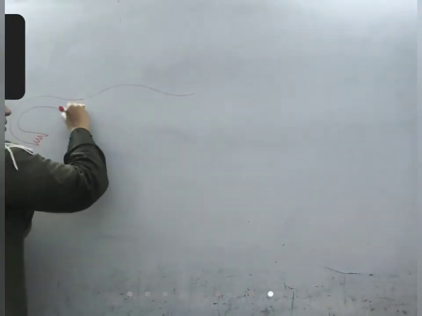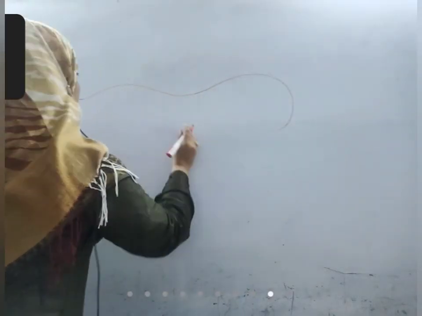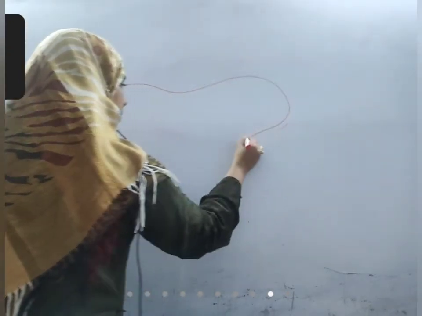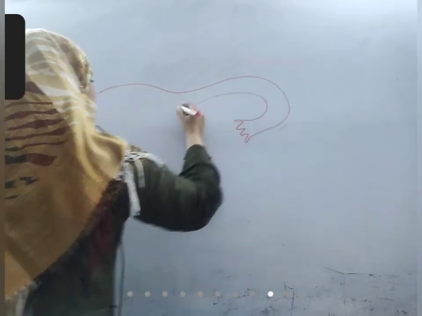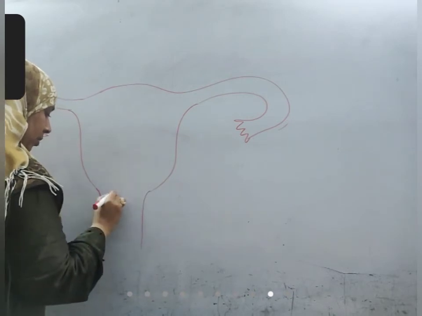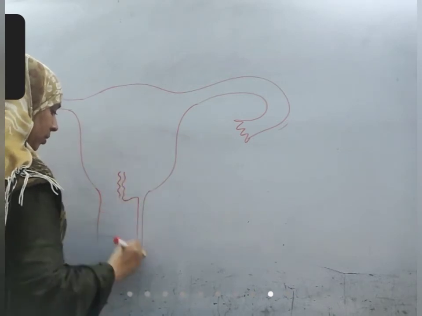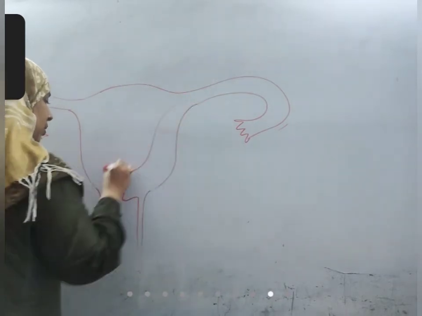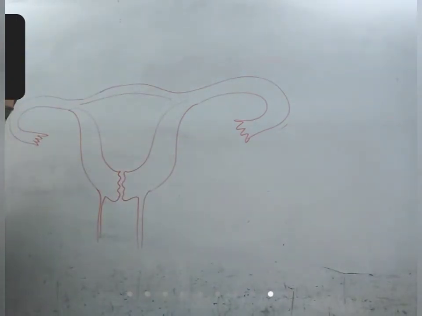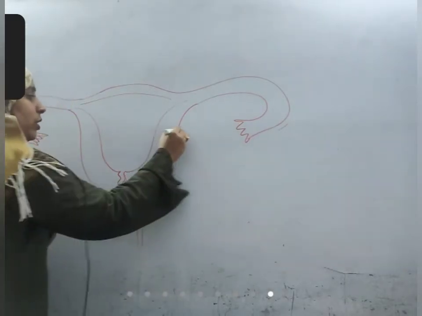Okay, now let me draw this. This is the structure of the female reproductive system. Here the ovary is present.